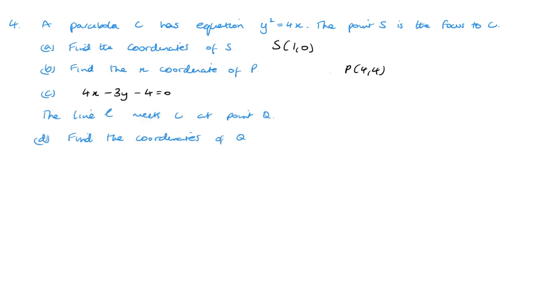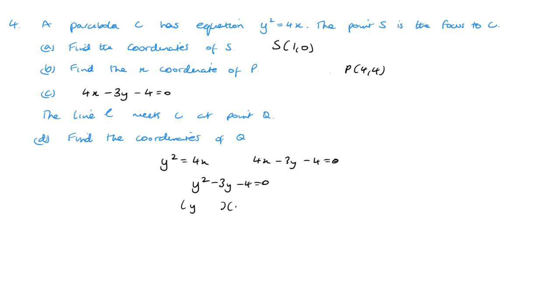Now, part D, the line L meets C at point Q. Find the coordinates of point Q. So we need to equate y squared equals 4x and 4x minus 3y minus 4 equals 0. So this is quite straightforward because look, 4x and 4x. So I can swap the 4x here for y squared. So this becomes y squared minus 3y minus 4 equals 0 when I equate them.